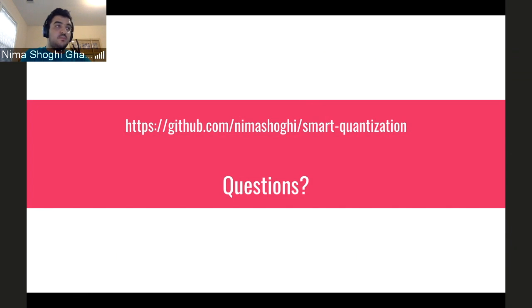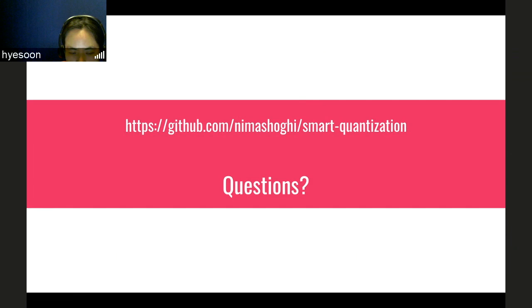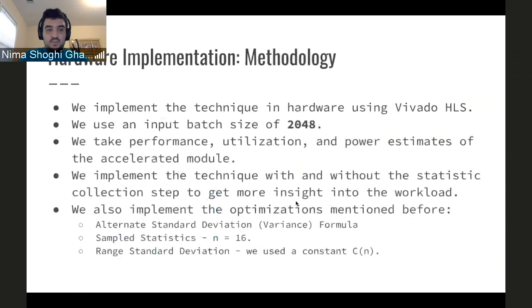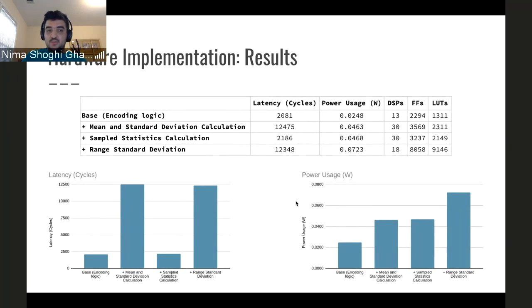And the latency you show was the compression or decompression? This was the compression, but because the compression and the decompression logic are very similar, with the exception of the statistics stage, the results for the base would be exactly the same in decompression.